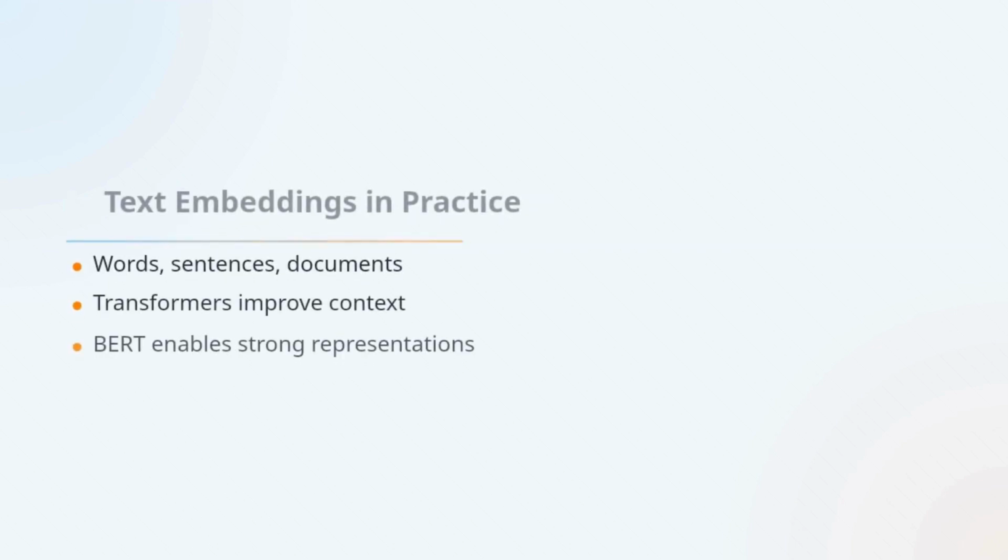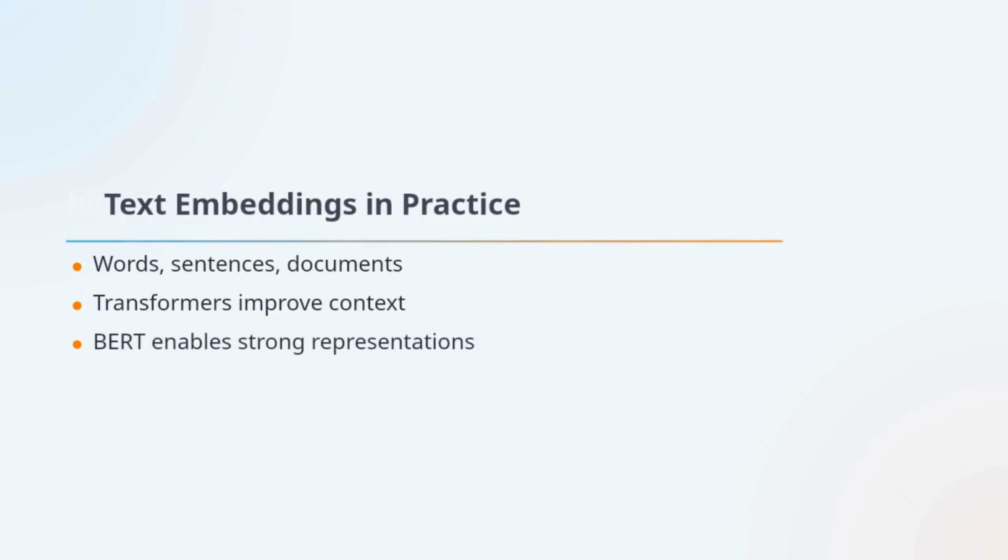Text can also be embedded at different levels, from words to full documents. Word2Vec helped popularize semantic representations for words. Then transformers improved how long-range context is handled. BERT-style models pushed this further and made text representations much more powerful for retrieval tasks across many languages and domains.